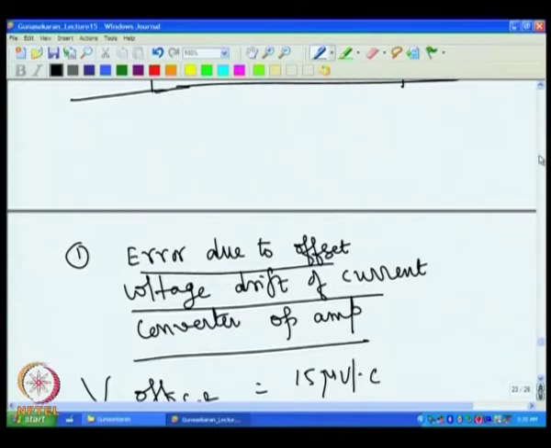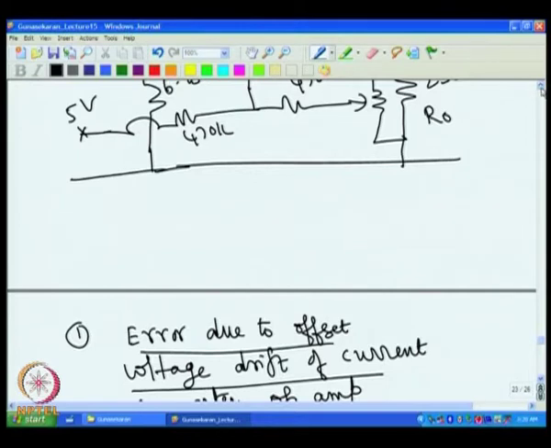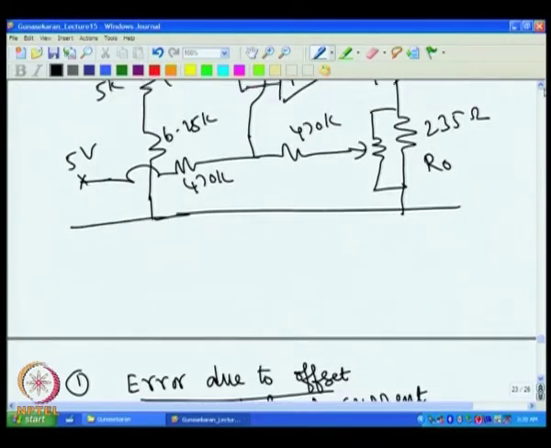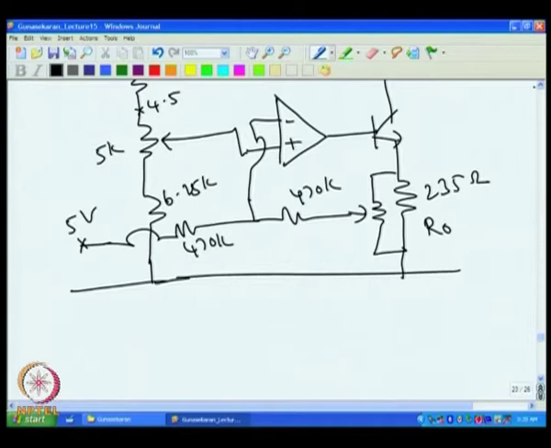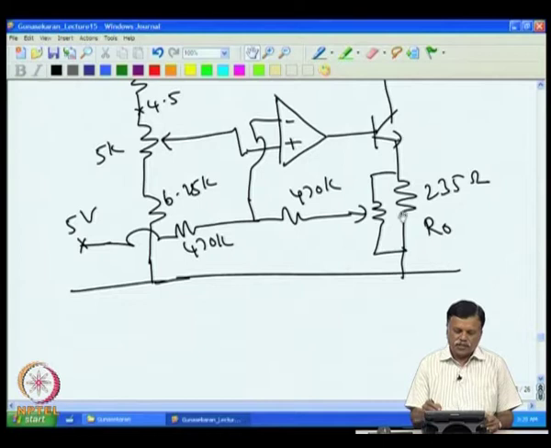Now, let us pick up one more error, because we have now seen that the offset voltage drift produces a 3 millivolt change here, and 3 millivolt change will correspondingly produce 12 microampere current change through this. Next, let us find out what is the error due to the resistance drift.